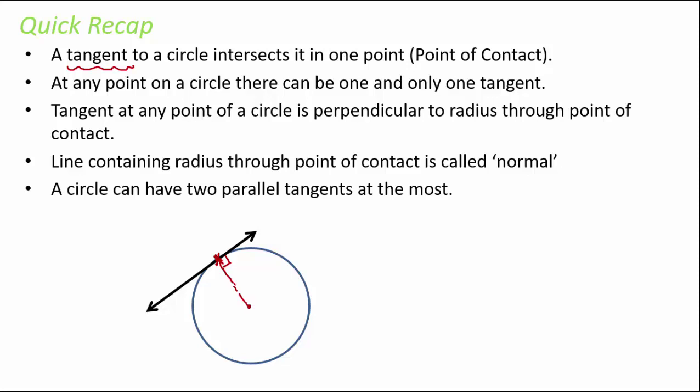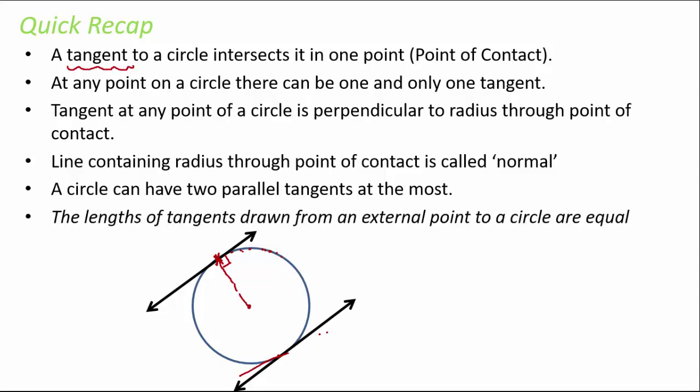A circle can have two parallel tangents at the most. So that's again another important fact. If you look at this particular image, you would see that in a circle, at every point you can have one tangent, but none of these tangents would be parallel. The only parallel tangent that is possible is exactly opposite to this point, a tangent drawn like this. So a circle can have only two parallel tangents, maximum, not more than that.